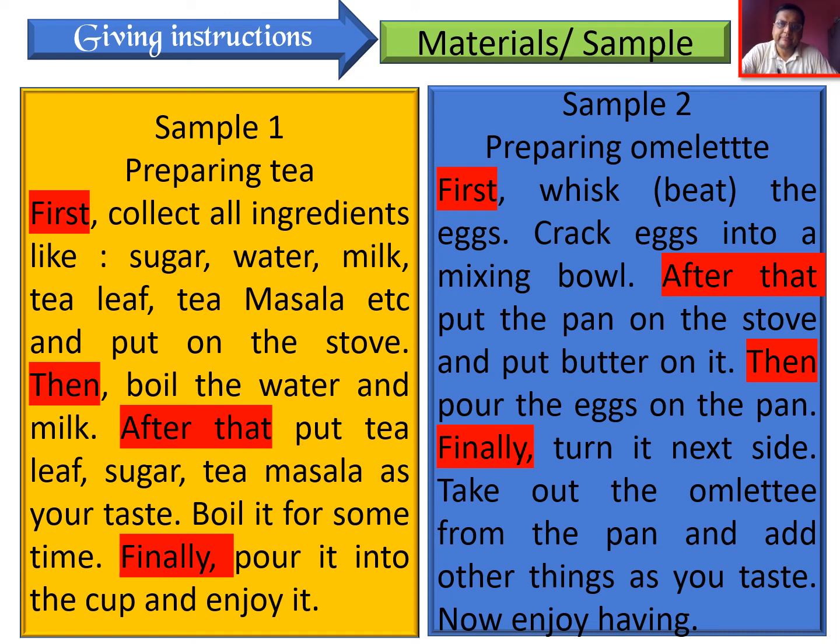This is the next example for writing or giving instruction. Here is also the same thing. Preparing an omelette. First we beat the eggs, crack the eggs into a mixing bowl. After that is written, which connects the first instruction with the second, and similarly next is then, and the last is finally.